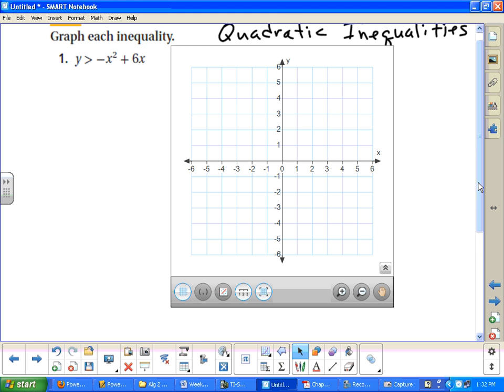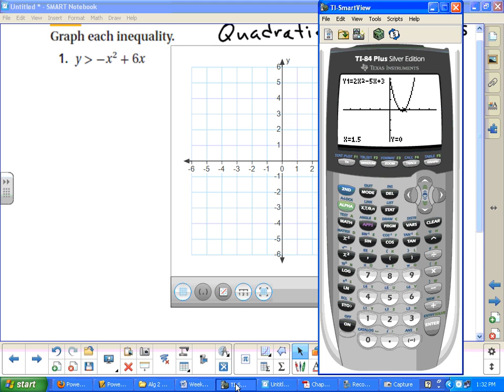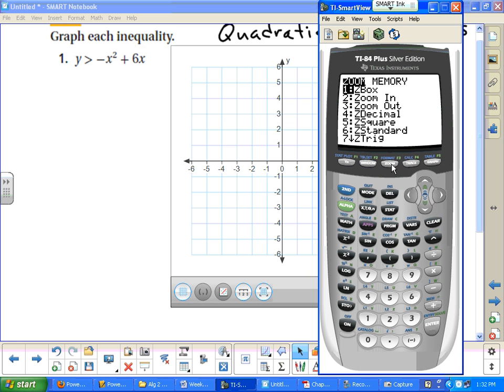So we could use our calculator to find the vertex. So we put it in. Negative x squared. Is that going to go up or down? Down. Okay, down because it's negative, plus 6x. And zoom 6. Okay. All right, so we need to find the vertex to draw the graph of this.